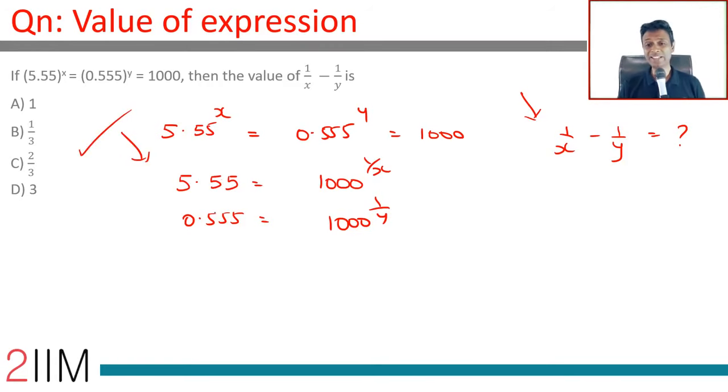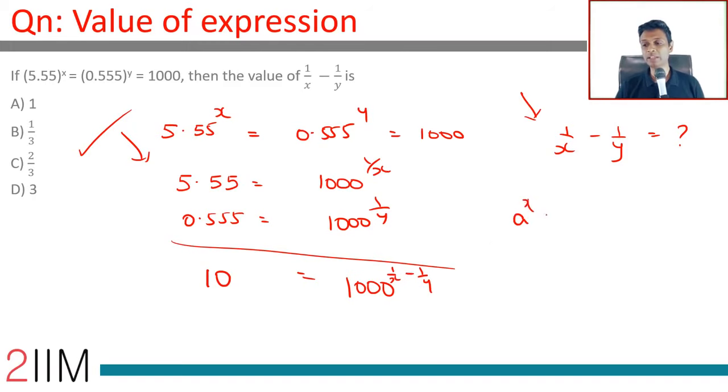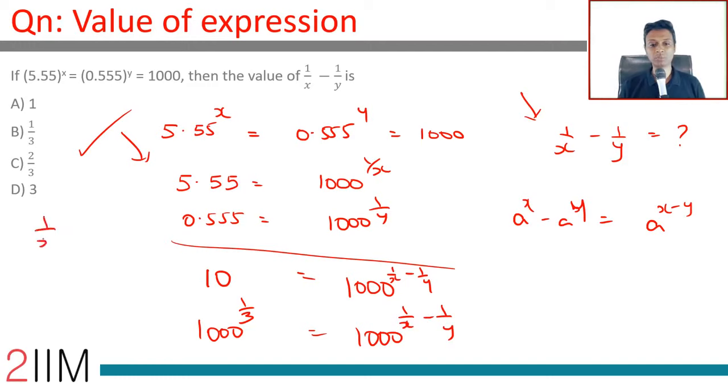How are we through? Divide one by the other. This is 10. So 5.55 by 0.555 is 10. This equals 1000 to the power 1 by x minus 1 by y. A power x minus a power y is a power x minus y. The same idea here. Brilliant. We are through. 1000 power 1 by x minus 1 by y is 10. What is 10? 10 is 1000 to the power 1 by 3. This is 1000 to the power 1 by x minus 1 by y, or 1 by x minus 1 by y is 1 by 3.